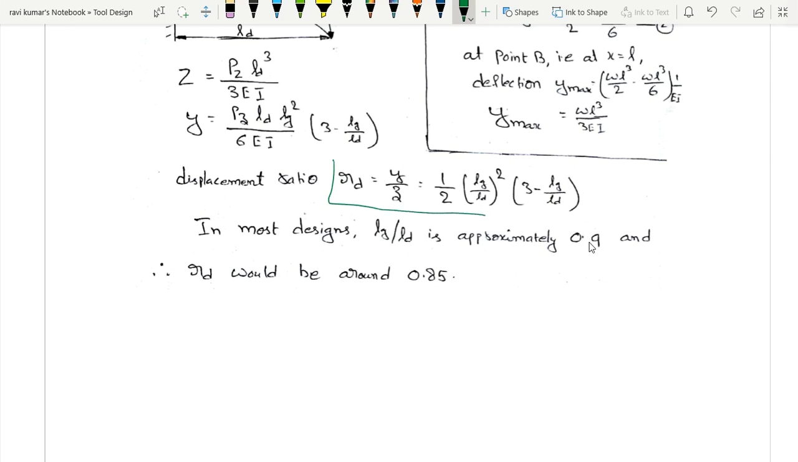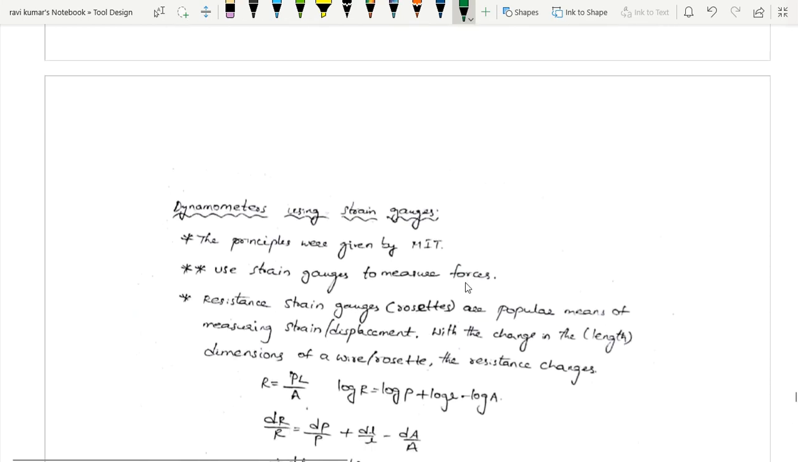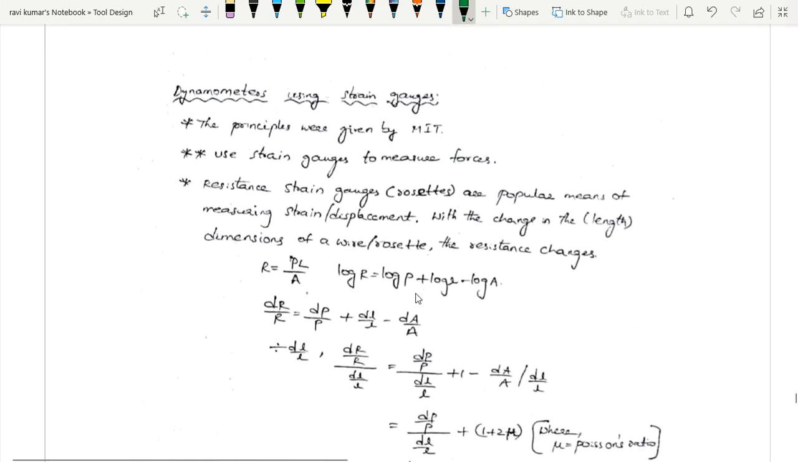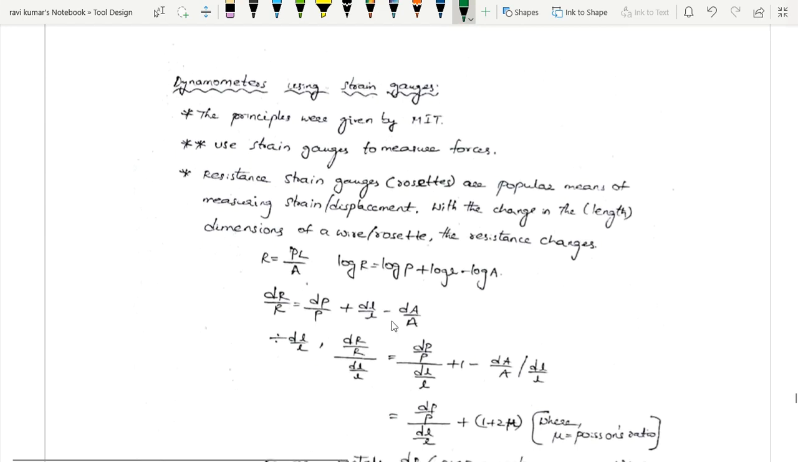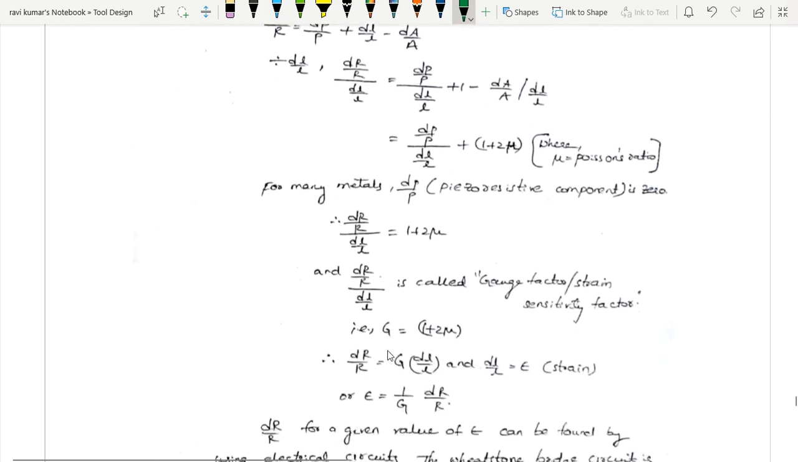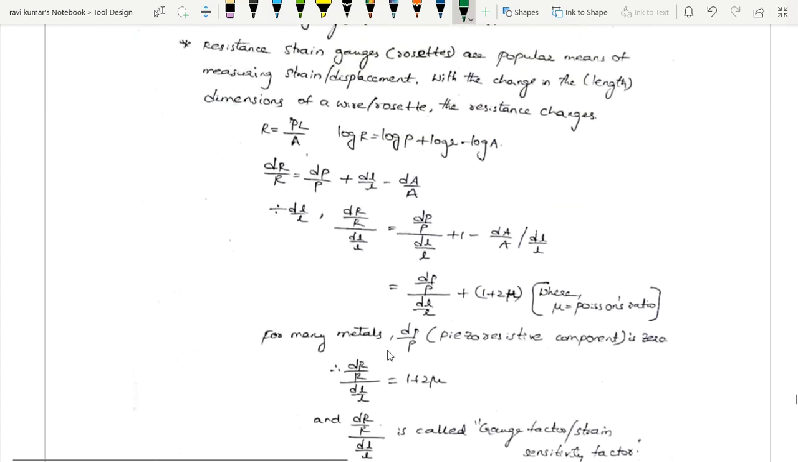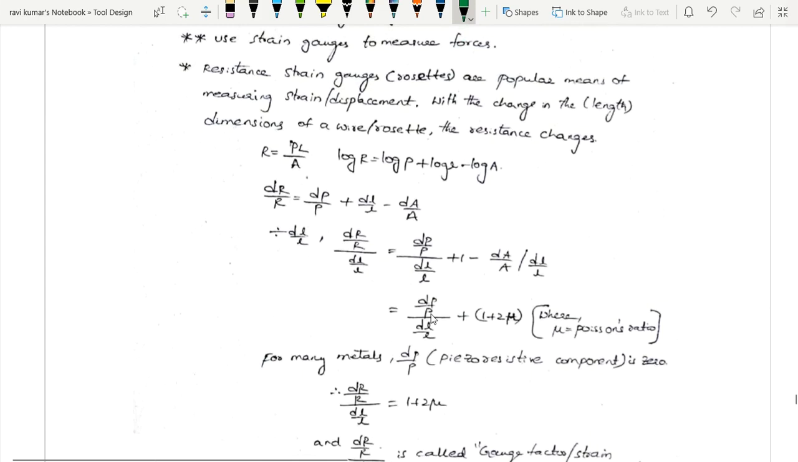So the author tells that this value can reach 0.85 in many cases. Still another type of dynamometer. So this type of dynamometer can use strain gauges. This was developed by MIT. So we know the gauge equation which connects the change in resistance for a given amount of strain.